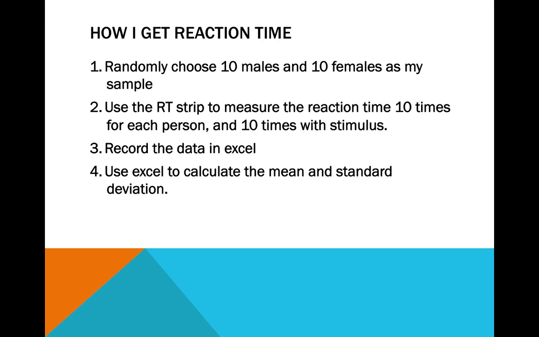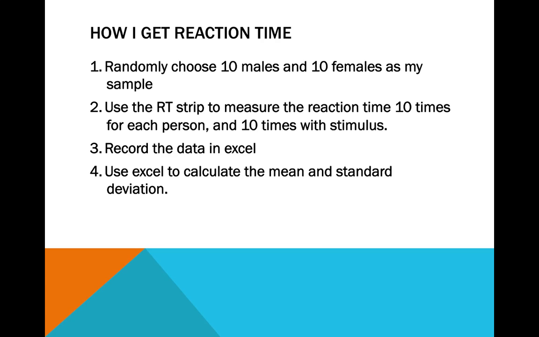I randomly choose 10 males and females as my samples, and I use the RT strip to measure the reaction time 10 times for each person without the stimulus, and also 10 times for each person with the stimulus. The stimulus I use is just asking them questions like, what is 1 plus 2 equals to what? They have to answer the question, and I will drop the RT strip at the same time.